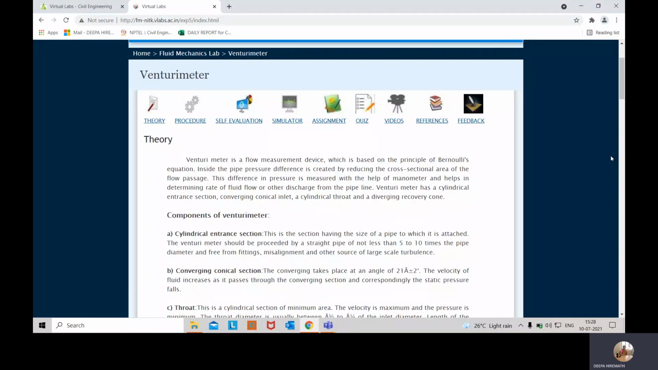Good morning everyone. Today we'll conduct the experiment on Venturimeter virtually.